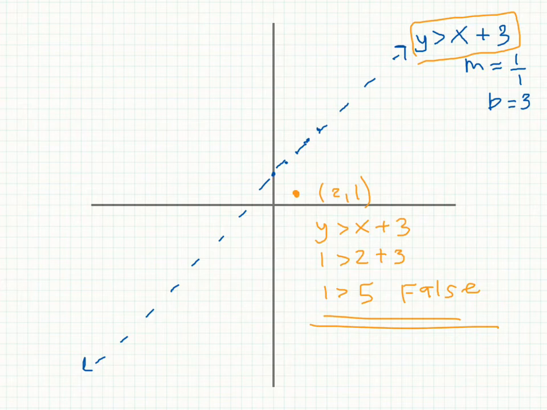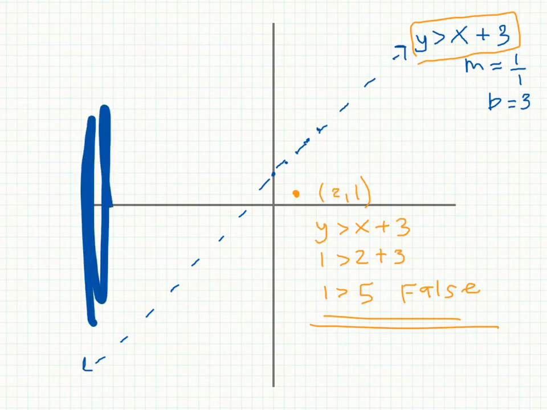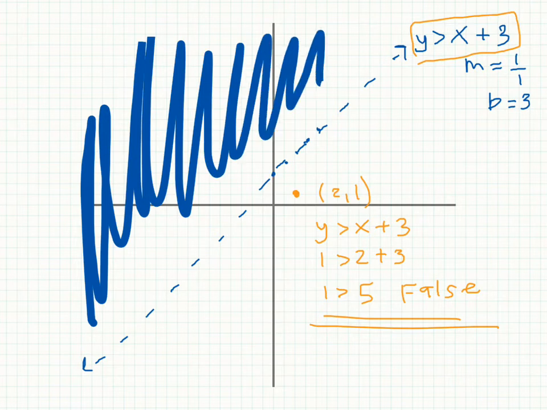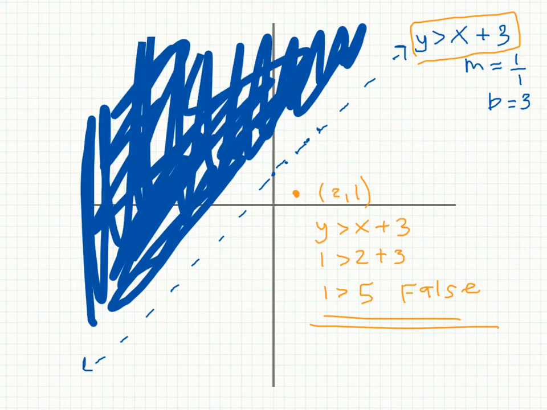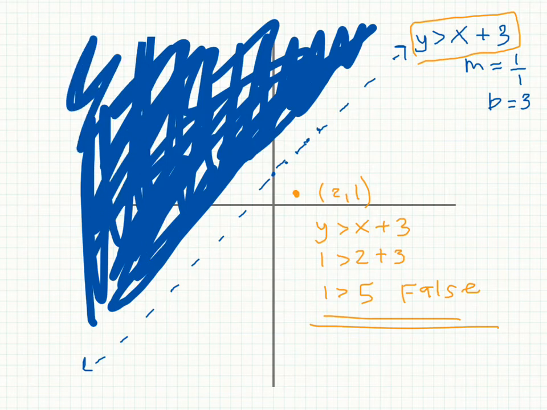We need to shade the side that doesn't include this point right here, because this point, it's not true, it's false. This point does not satisfy the inequality. So we need to shade the other side that doesn't have it. So I'm going to grab my blue pen and I'm just going to shade everything over on this side. This isn't a perfect shading because it's kind of hard to shade with this program, but you get the point. We're shading everything on the other side of the dashed line.